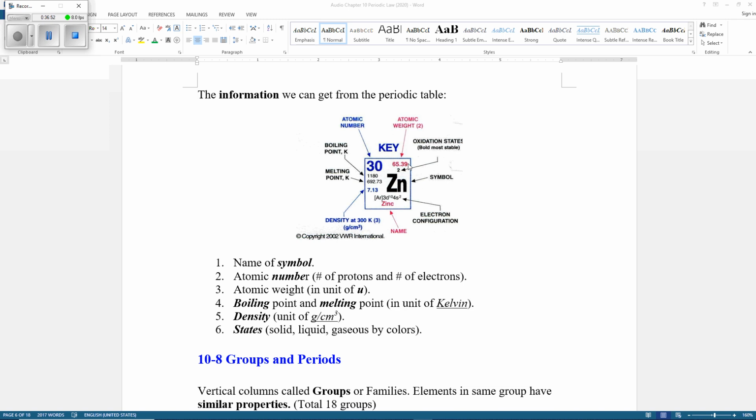Then the state: solid, liquid, gas, that's by color. So if the color is blue, like mercury, that will be liquid. And if it's hydrogen or helium, the color is red, which tells you that it is a gas.